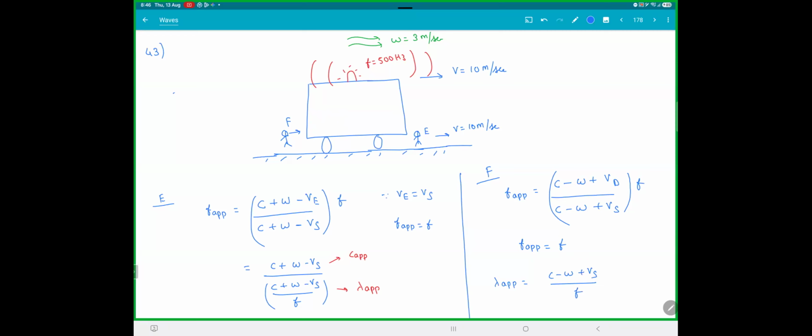Is this making sense, everyone? Did you see? Their lambda apparent is completely different. Because the guy in front of the source will think waves are getting compressed. The guy behind the source will think waves are getting expanded. So be careful with that statement.